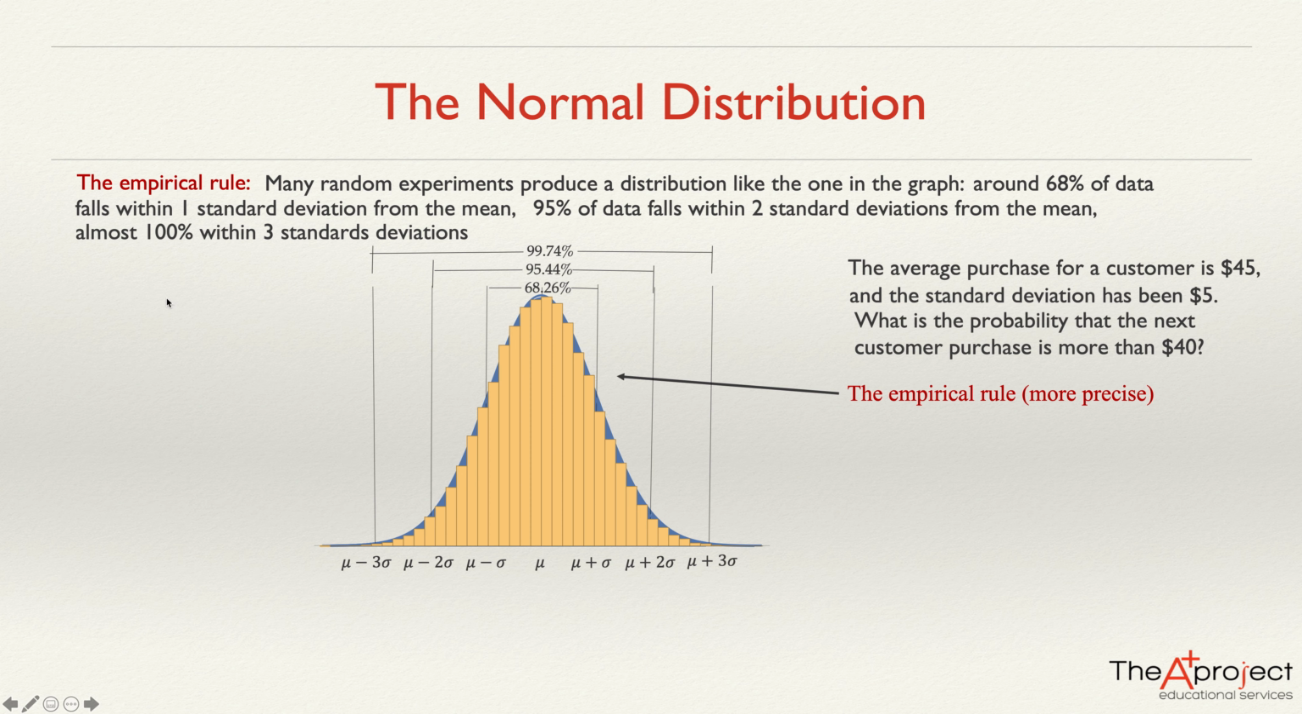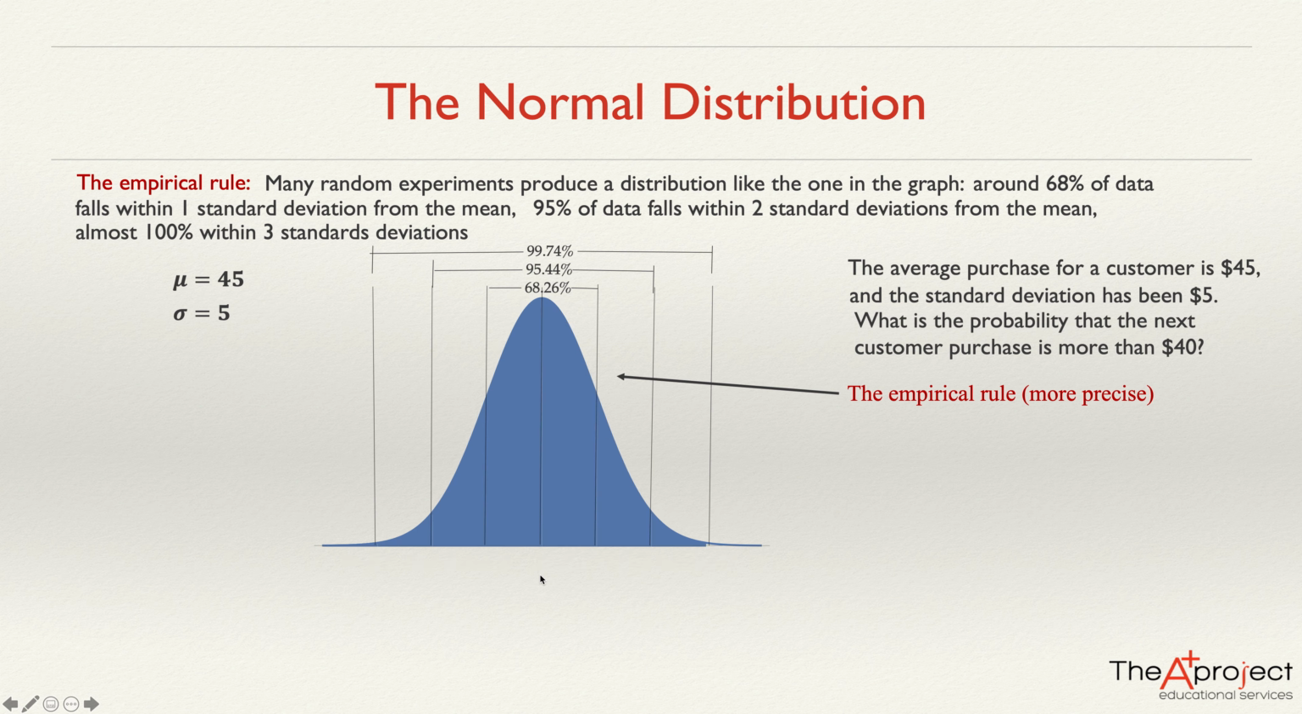First, the mean is 45. Yes, the mean is 45, and the standard deviation is 5. So we have the mean and the standard deviation. So we can change this situation. For my distribution, this mean here is 45. So let's type, instead of using mu, let's type 45. So the mean is 45. And now my standard deviation is 5.